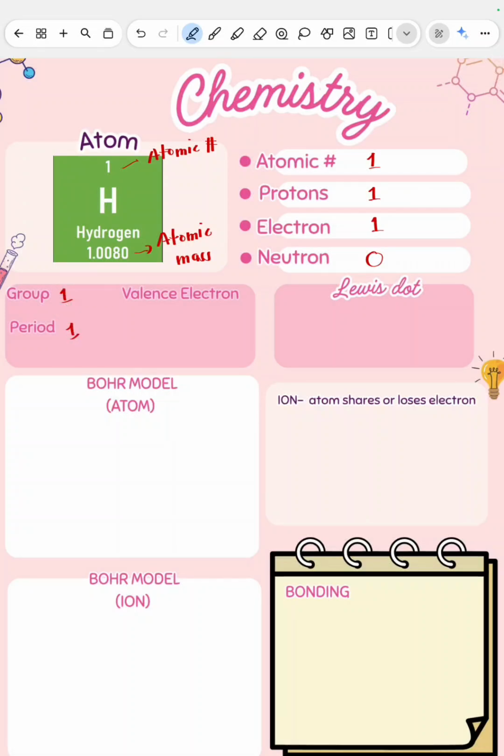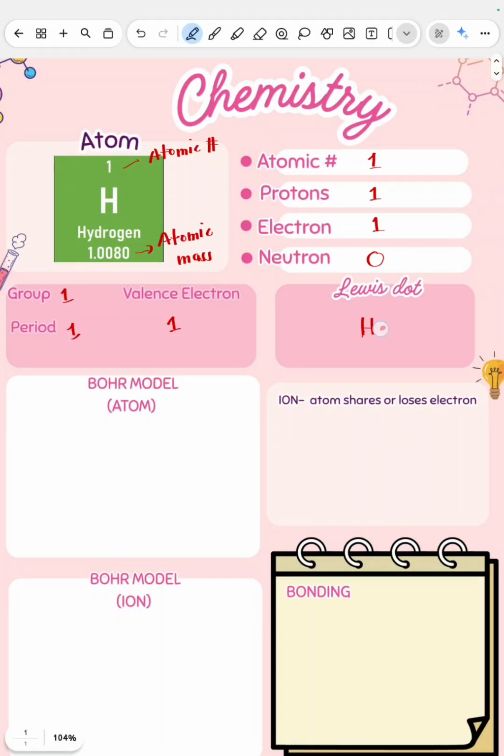Next is the valence electron. Valence electron is just equal to group number. So this is 1. Now for the Lewis dot, step 1, write the symbol of the atom, and then the number of dots is equivalent to the number of valence electrons. Since the valence electron of hydrogen is 1, you just have to write down 1 dot. Of course, if the valence electron is 2, then you just have to write 2 dots. But right now, let's focus on hydrogen.